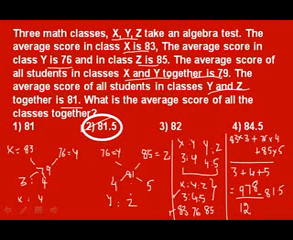I found its ratio 3 ratio 4. Over here, Y ratio Z is 4 ratio 5. So since X ratio Y is 3 ratio 4 and Y ratio Z is 4 ratio 5, X ratio Y ratio Z is 3 ratio 4 ratio 5. So from this I just applied the simple weighted average formula and my answer came out to be 81.5. So I hope this helps you.